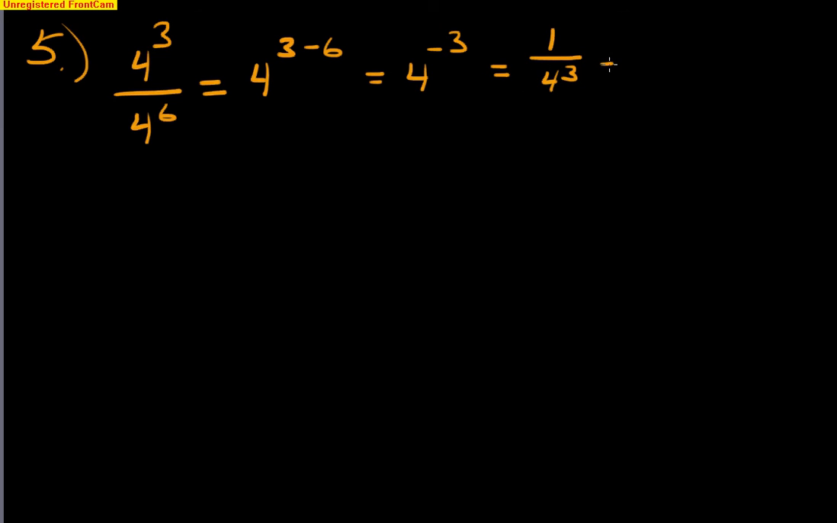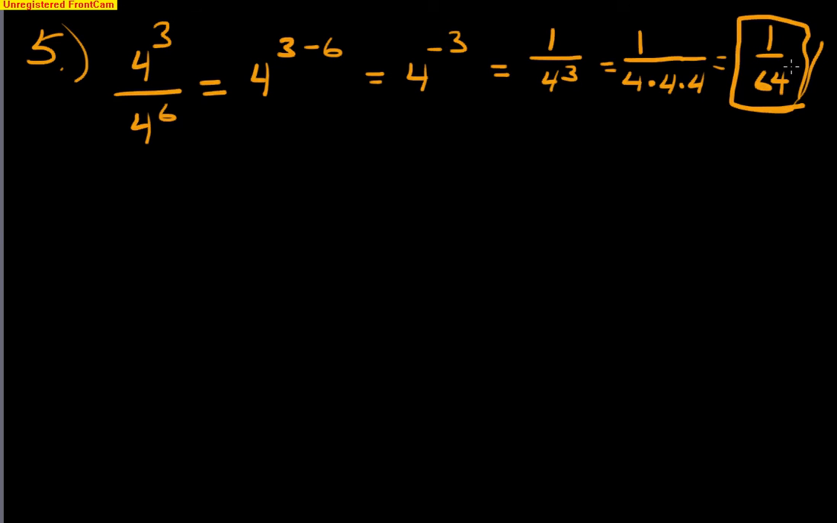Okay, let's simplify it even more. So we have 1, and this is the same thing as 4 times 4 times 4. Okay, so here we're at this section, and if we multiply that, we get 1 over 64, I believe. 4 times 4 is 16, 64, so yeah, 64. Okay, so that's the answer to that one.